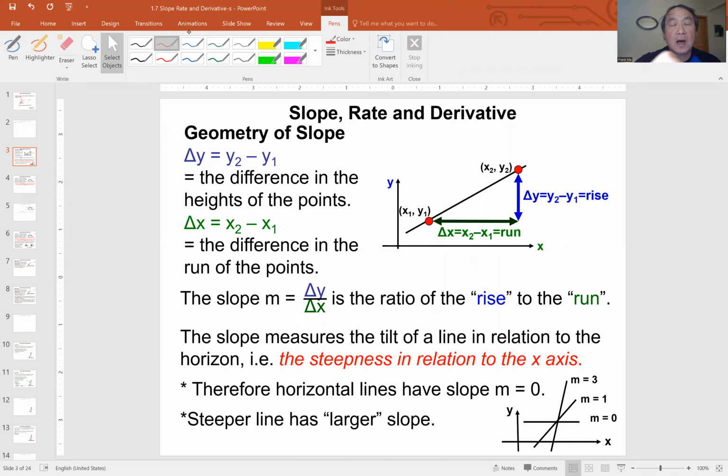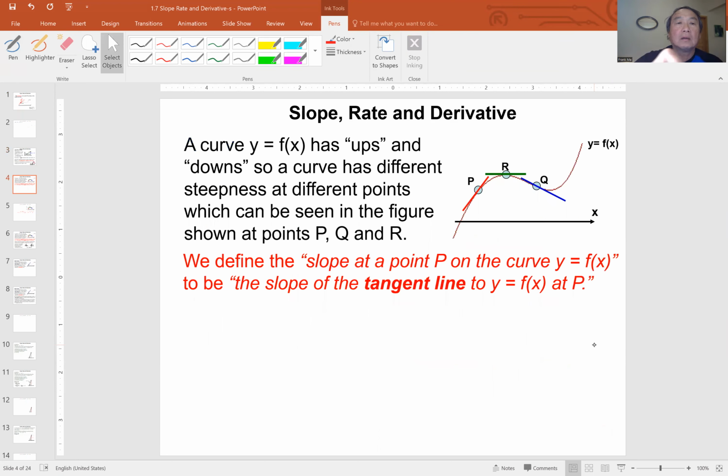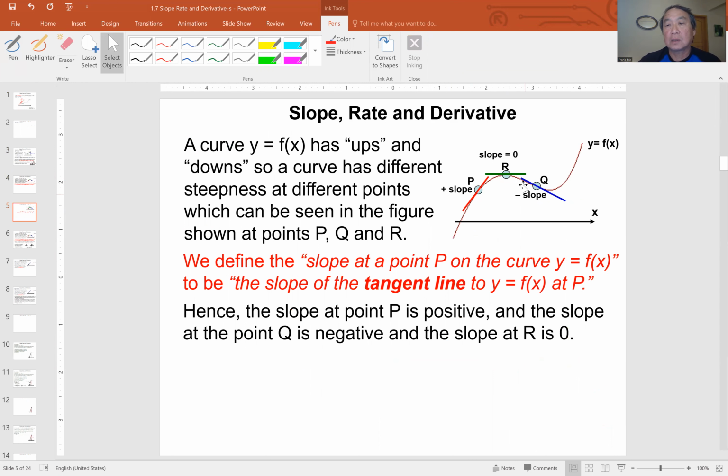So if the line is horizontal, slope is 0. As it gets steeper, the slope gets bigger. For a curve, then we have different slope. It goes up and down. So on these pictures, we can use the slope of the tangent line as the slope of the curve. And then we can see that at the point P, the slope is positive, and at point Q, the slope should be negative, and at the point R, the slope is horizontal, which is 0.